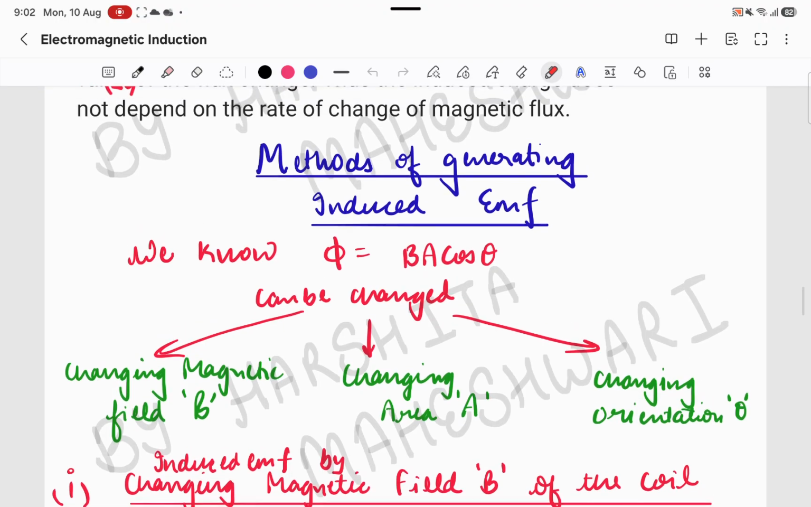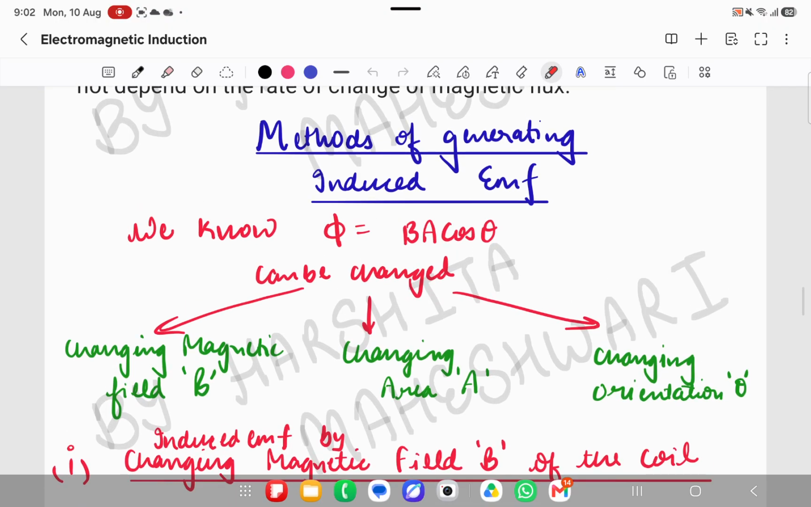Now we have certain methods of generating the induced EMF, which we'll do in the next lecture.